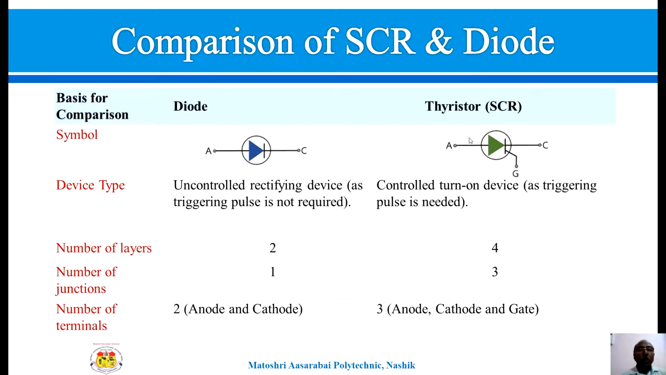Diode has 2 layers, SCR has 4 layers. There is one junction in a diode. There are 3 junctions in a thyristor or SCR. The number of terminals in a diode is only anode and cathode, while in SCR we have 3 terminals: anode, cathode, gate.